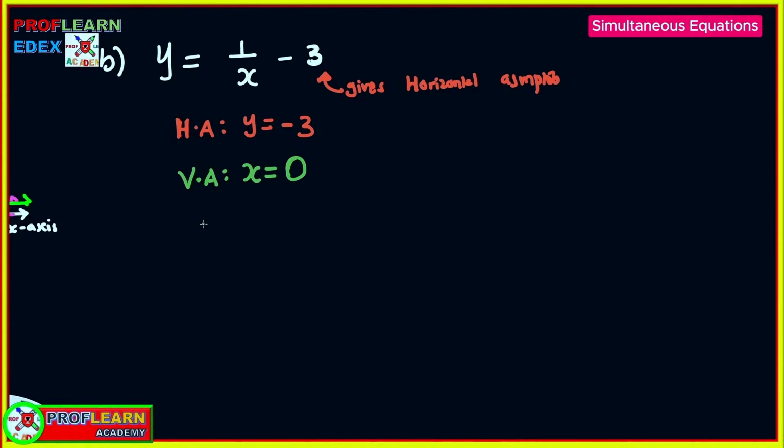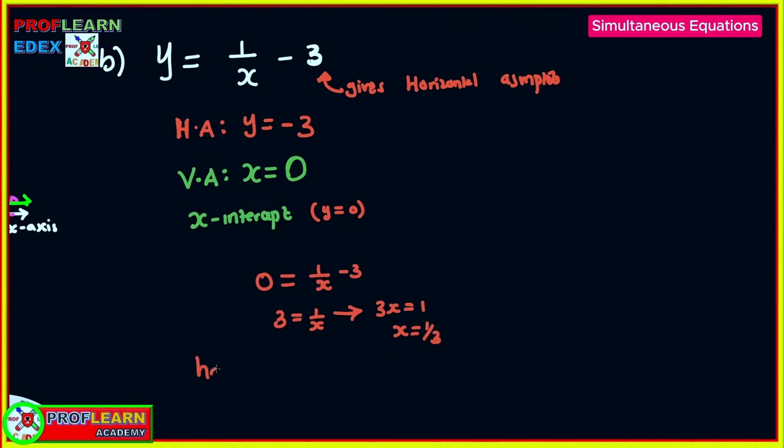Do we have the x-intercept? We don't have the y-intercept. What we have is the x-intercept in this case. Therefore, at the x-intercept, y equals 0. Then we can substitute what we have, and we get the x-intercept is going to be at x equals 1/3. So it has no y-intercept because the y-axis is acting as an asymptote.